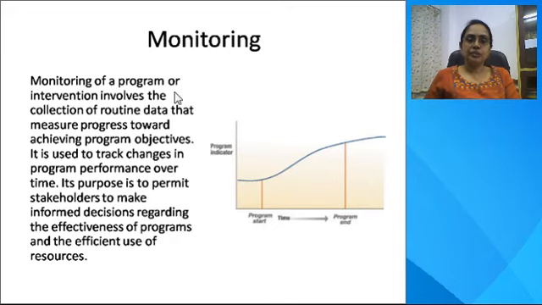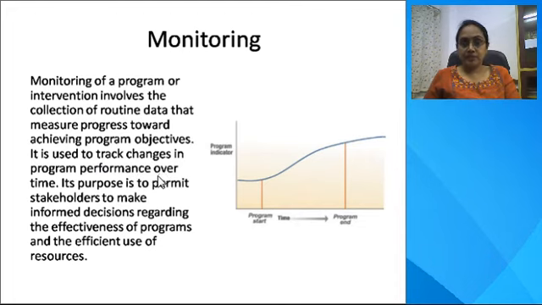So monitoring of a program or intervention involves the collection of routine data that measure progress towards achieving program objectives. So monitoring tries to ensure that the particular project is moving in the required direction, that there is progress. So that's what is being monitored. It is used to track changes in program performance.